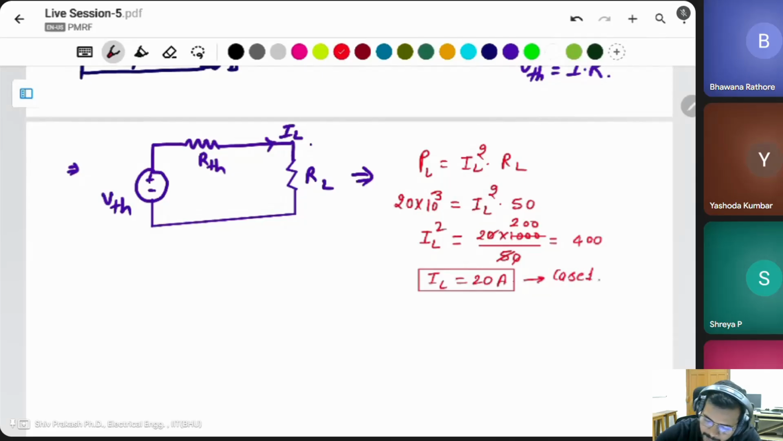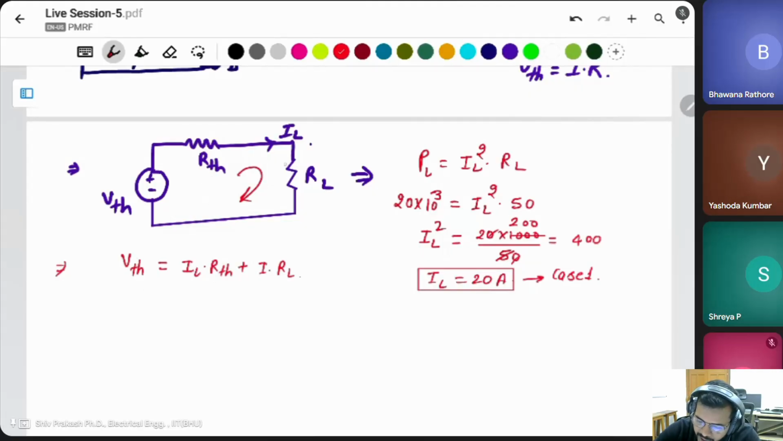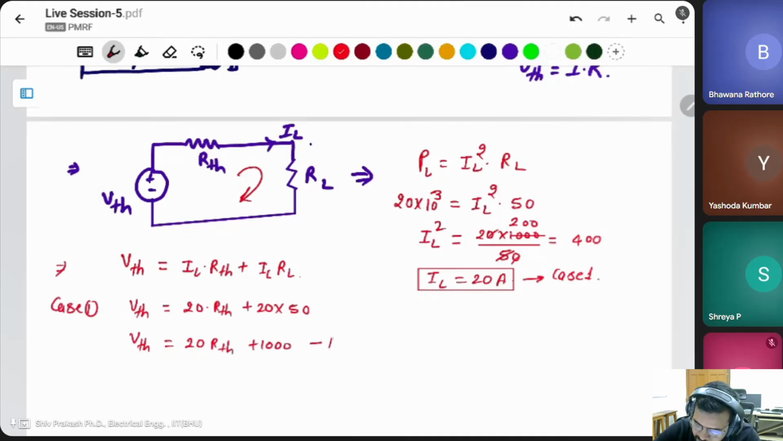If IL is 20 ampere, then we can obtain VTH. In this case, VTH is equal to I into RTH plus I into RL. In this circuit, if you apply KVL, then you get VTH is equal to IL into RTH plus I into RL. IL is given, RL is also given. In the first case, VTH is equal to IL, 20 ampere, into RTH, which you don't know, plus 20 into 50 ohm. This equation will be 20 RTH plus 1000. This will be equation number one.